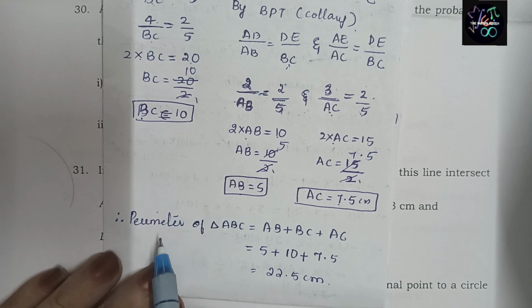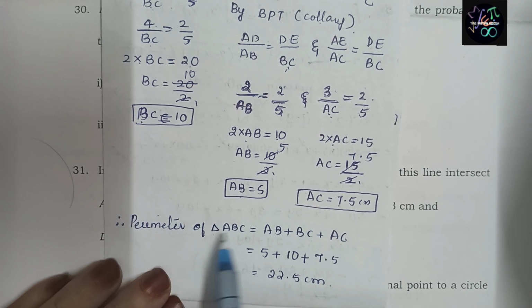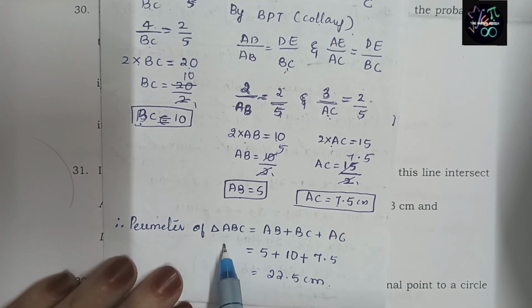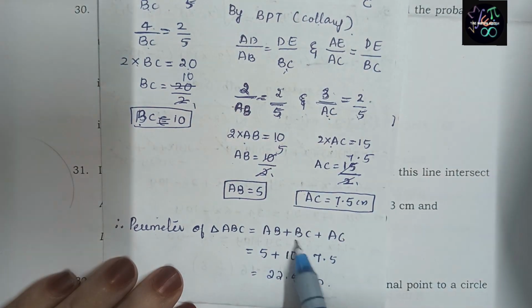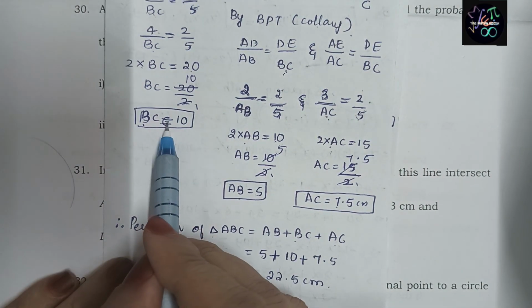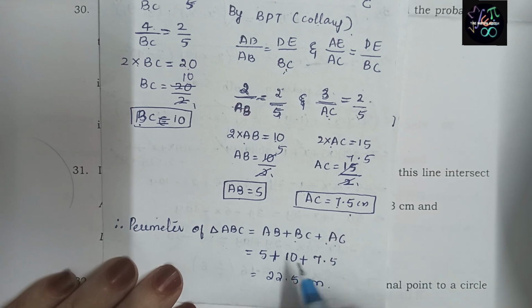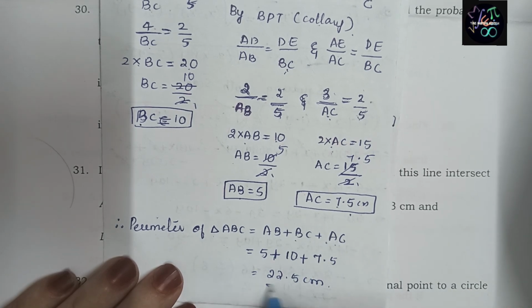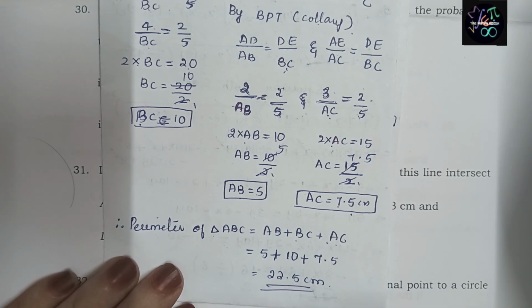Same way, now they have told us to find the perimeter of triangle ABC. We know perimeter is the sum of all sides. So I'll write AB plus BC plus AC. AB value we got 5, plus BC value we had got 10, and AC value 7.5. If we add all the numbers we get 22.5 centimeter.